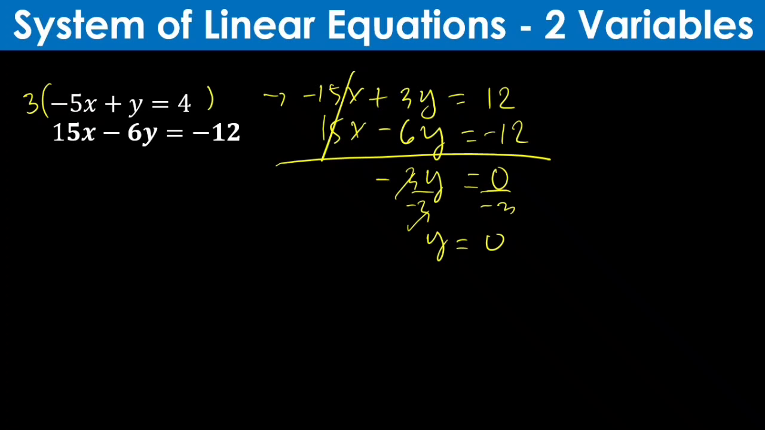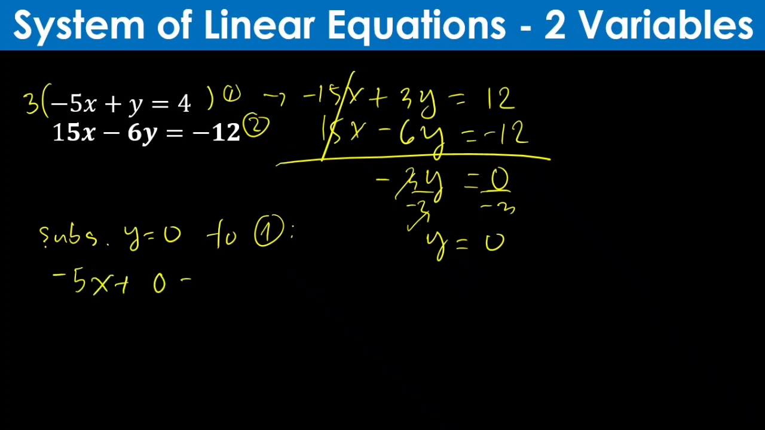Next, let's solve for our x. Let's use this equation 1 here. Let's substitute. Okay, substitute y equals 0 to equation 1. So we have 5x plus, change your y to 0, plus 4. And then we have minus 5x plus 4. We'll divide negative 5 both sides. So for x, cancel out, x equals negative 4 over 5.